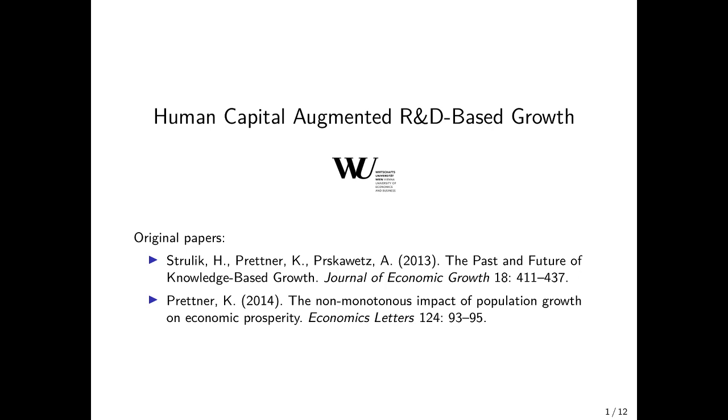Now, this part is based on two papers, The Past and Future of Knowledge-Based Growth, published in the Journal of Economic Growth, and The Non-Monotonous Impact of Population Growth on Economic Prosperity, published in Economics Letters.